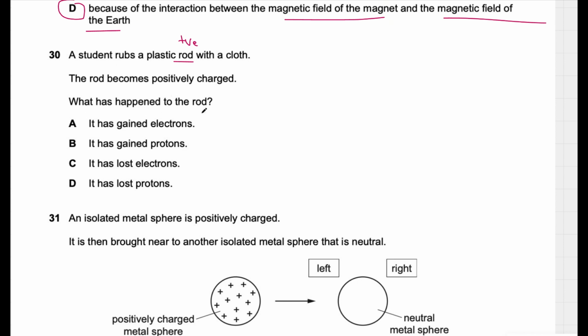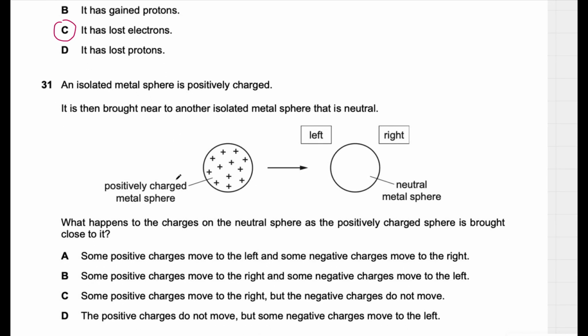What has happened to the rod? If you are positively charged, what happens to you? You've lost electrons, right? You remember metals: when metals lose electrons, they become positively charged. So that idea from chemistry should help you answer this question. It means you have lost electrons, right? Question 31.